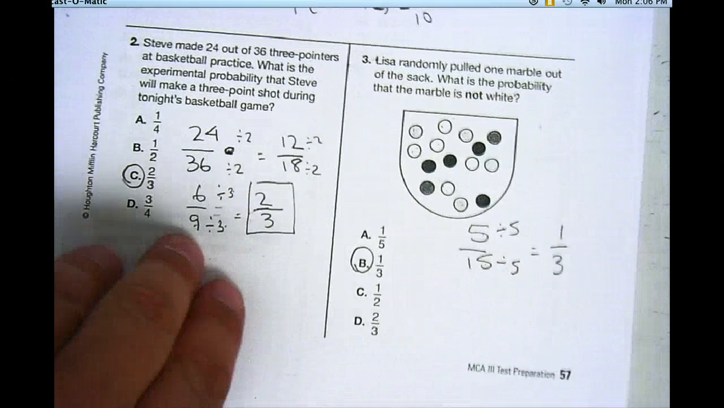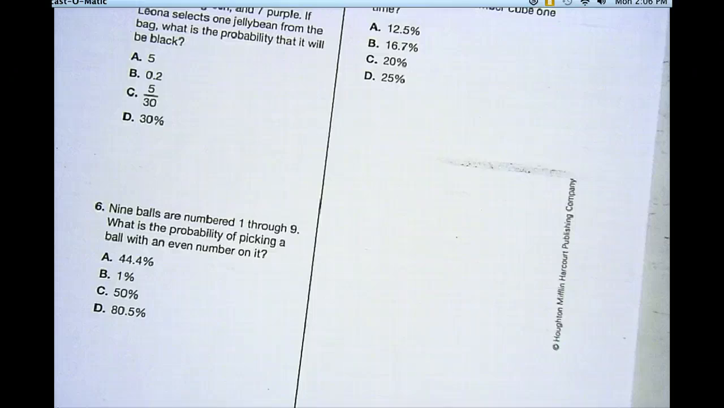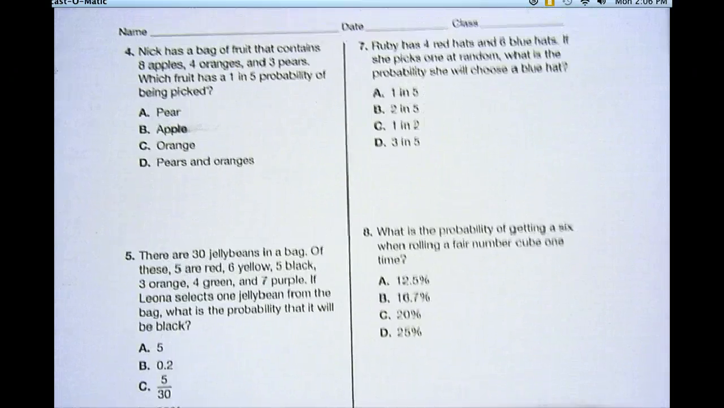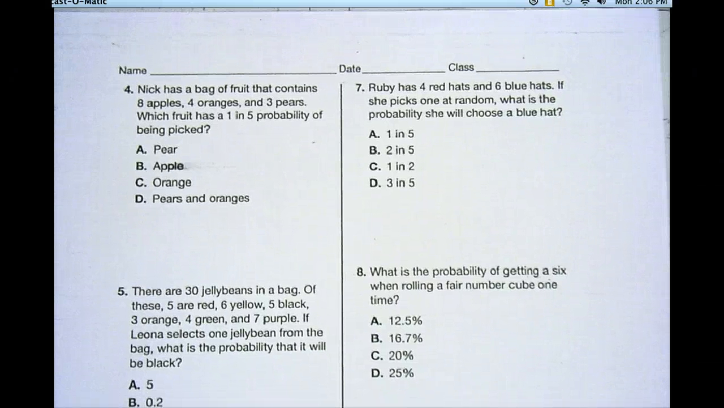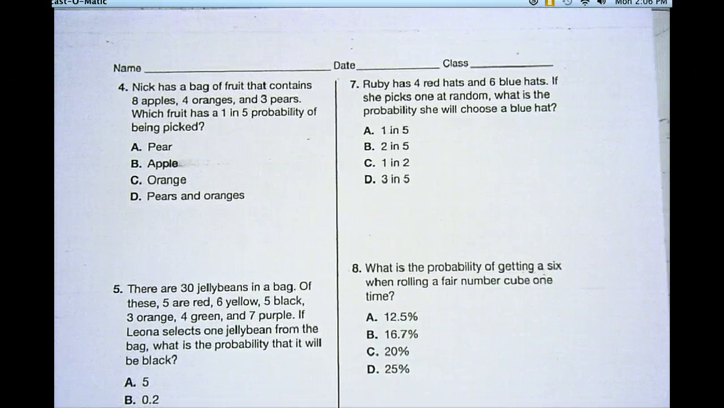Okay, let's go on to the next side, the back side of this. So number 58, we're going to slide it up here. We're going to do number 4. Okay, number 4 says this. Nick has a bag of fruit that contains 8 apples, 4 oranges, and 3 pears. Which of the fruit has a 1 in 5 probability of being picked?